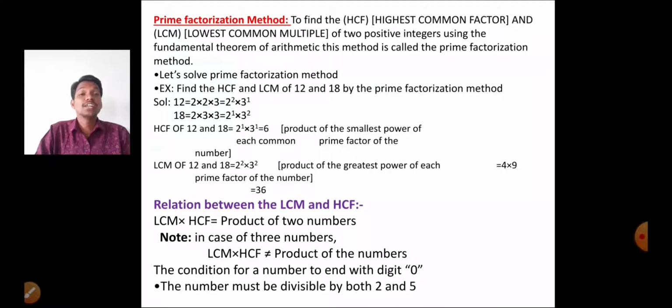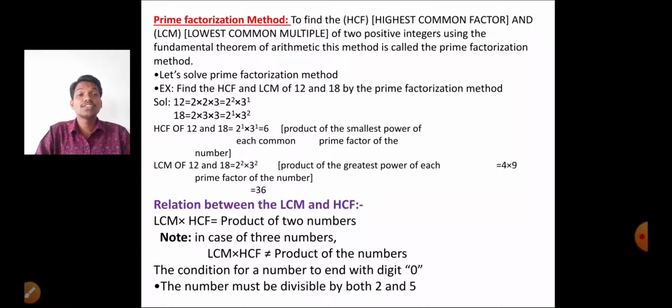Next, note: in the case of three numbers, HCF into LCM is not equal to the product of the three numbers. This holds only when two numbers are given. For two numbers, when we find HCF and LCM and multiply them, it equals the product of the two numbers. In the case of three numbers, it is not equal to the product of the numbers.